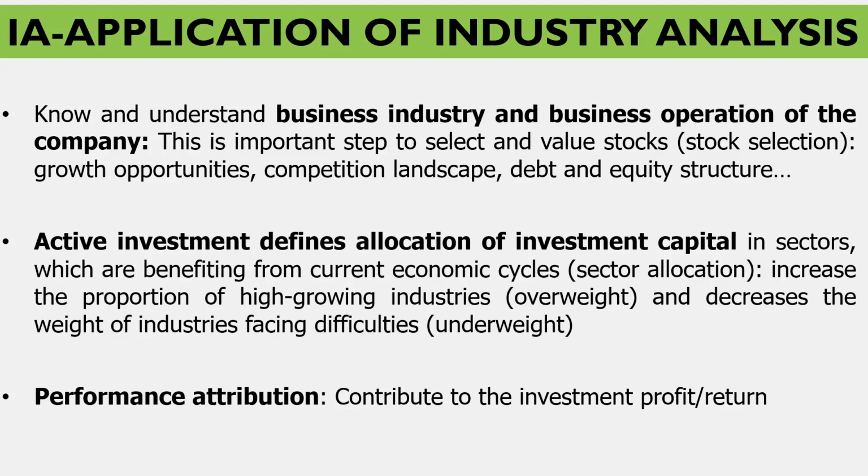Active investment defines allocation of investment capital in sectors which are benefiting from current economic cycles. That is called sector allocation. For example, overweight, or increase the proportion of, high-growing industries and decrease the weight of industries facing difficulties, or underweight. In Vietnam, we have had lower interest rates in recent times, so overweight banking and real estate companies because these companies benefit from lower interest rates.